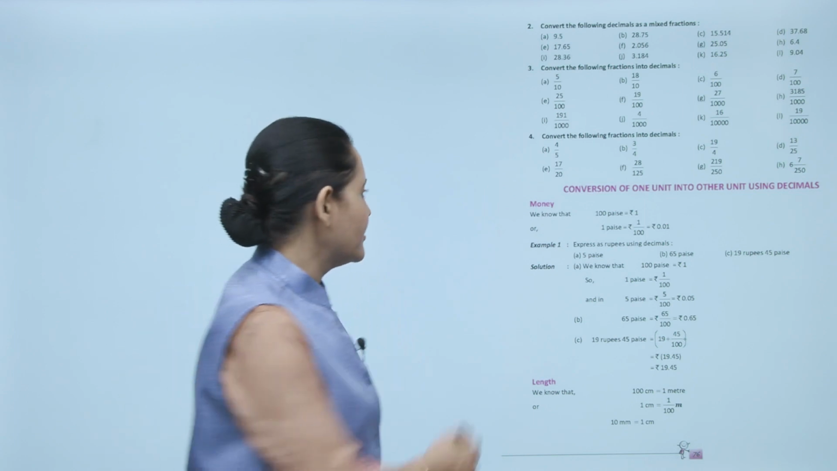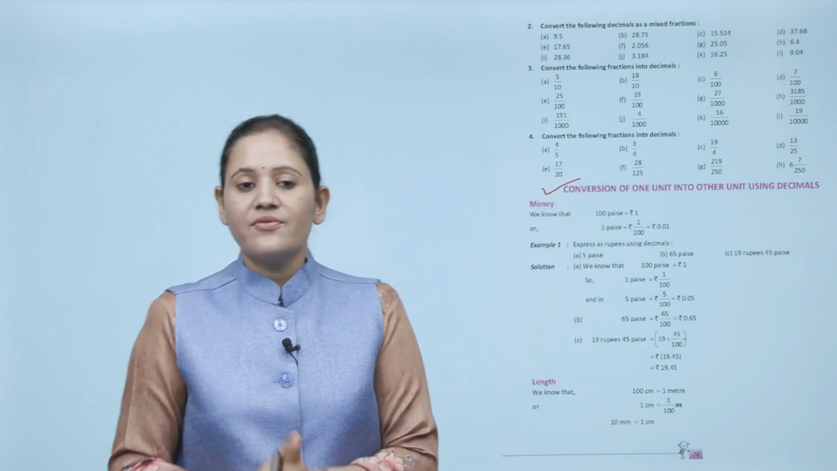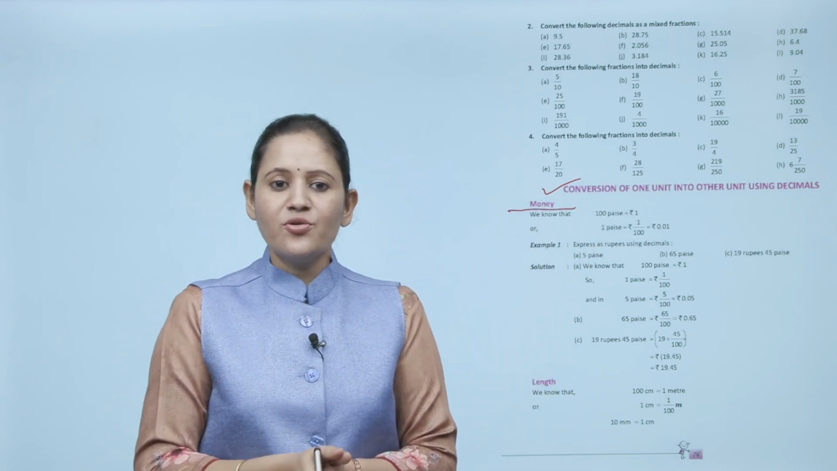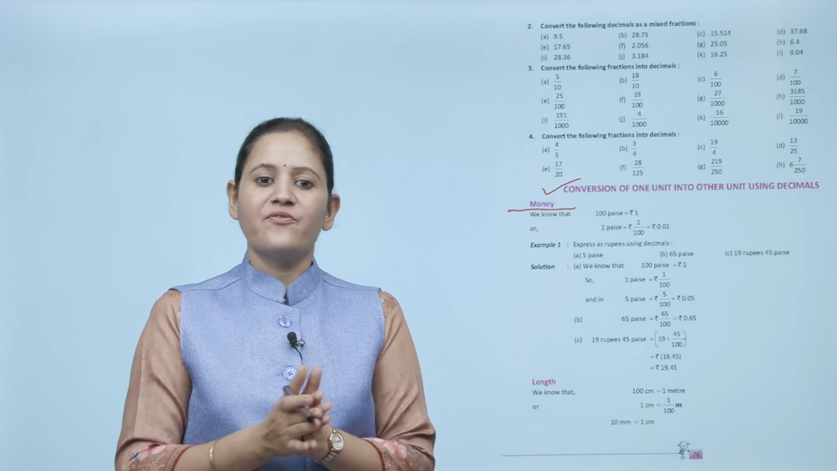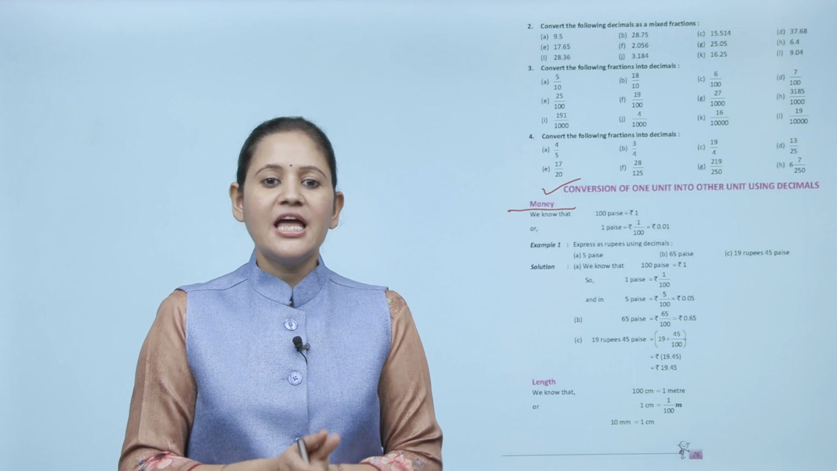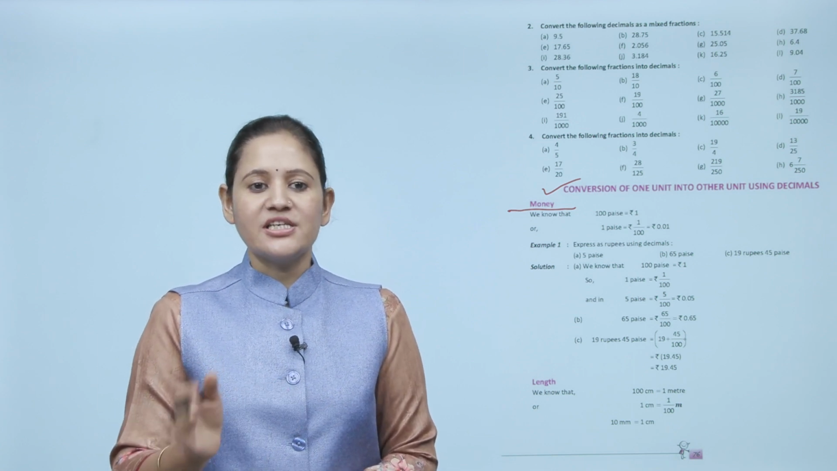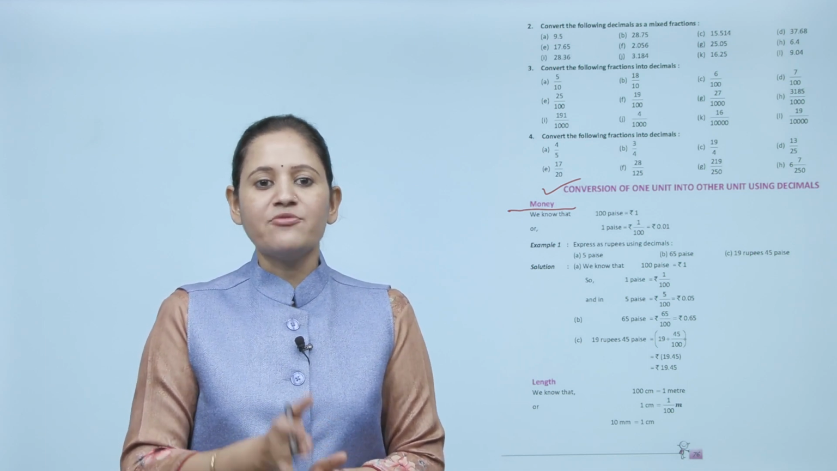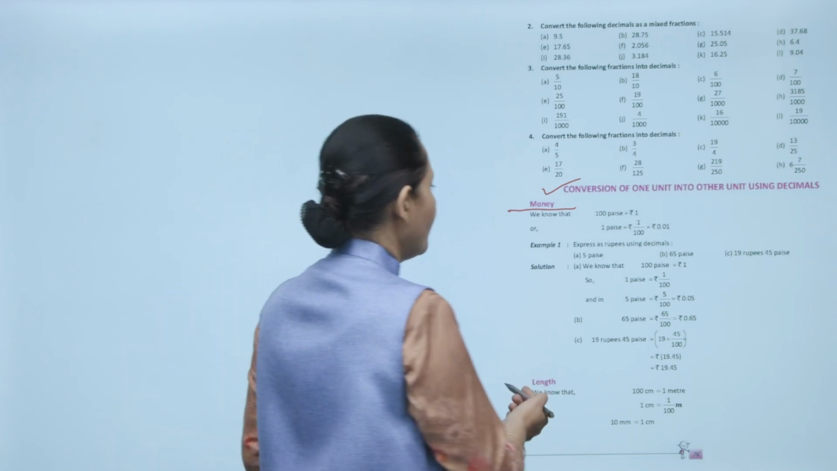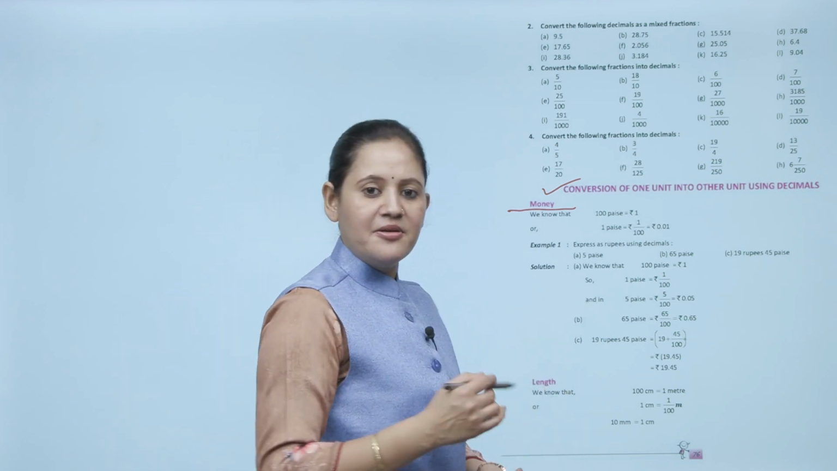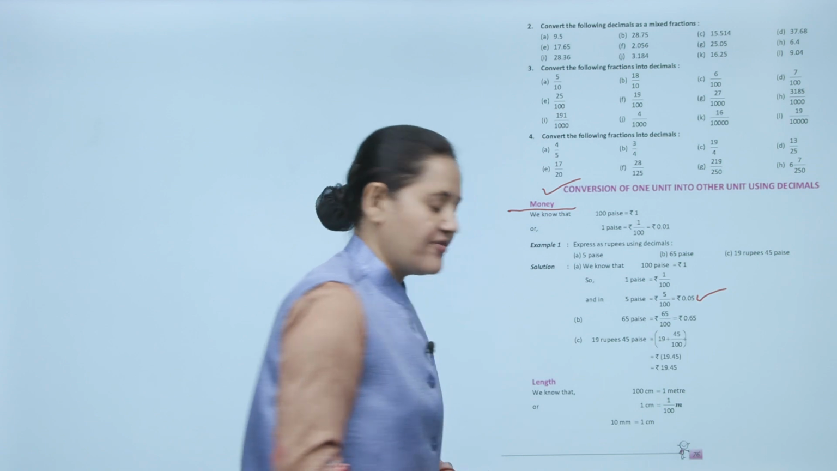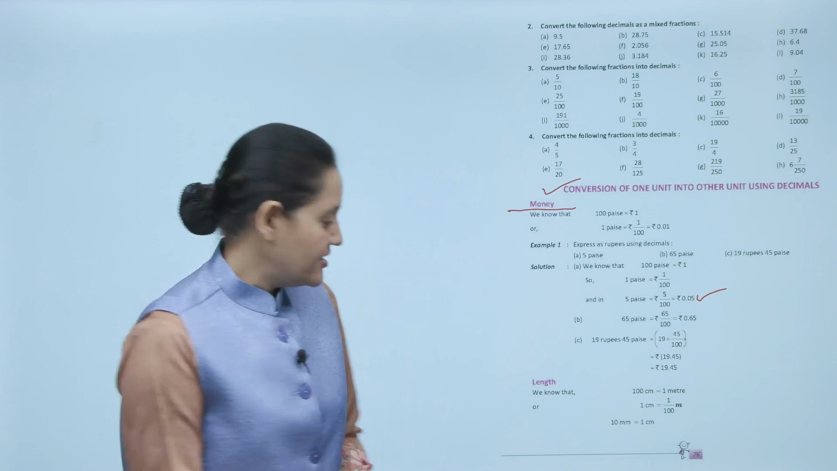Next, conversion of one unit into other unit using decimals. First is money. We know that 100 paisa equals to 1 rupee and 1 paisa equals to rupees 1 upon 100, that is equals to rupees 0.01. Example, express the rupees using decimal. 5 paisa we have to express in rupees. So 5 paisa को rupees में convert करना है, so we'll divide by 100. So 5 upon 100, that is rupees 0.05.